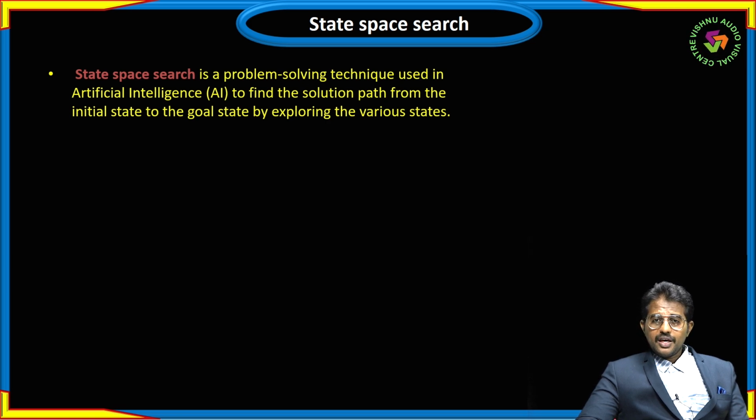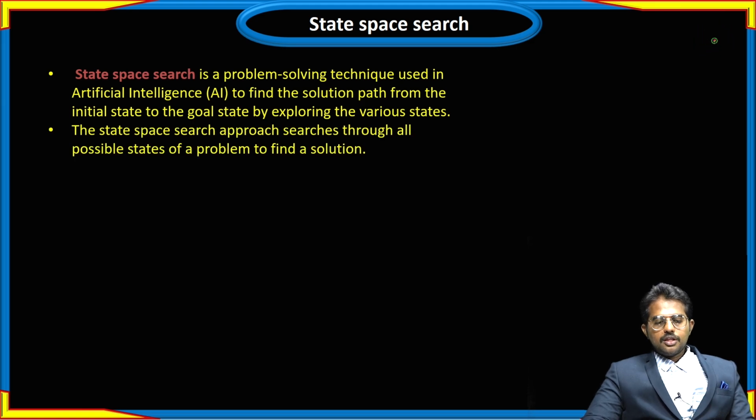By exploring various states, in every problem domain we will be given an initial state. In that initial state we will be given some set of characteristics for that problem. Based on the problem domain and also based on the characteristics, we will explore from one state to another state, and we will continue this process until we find the goal node that is present. So we have to reach that particular goal node.